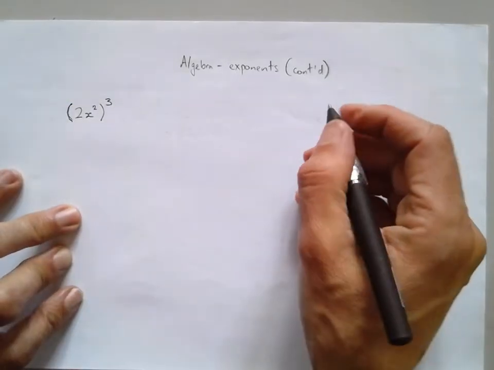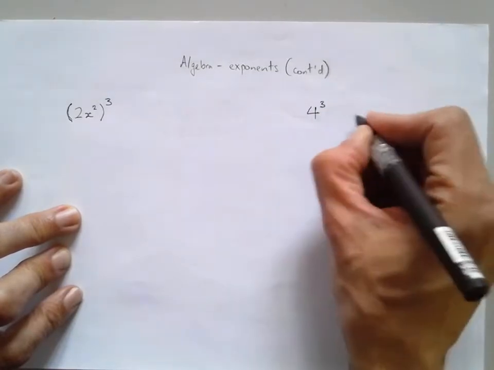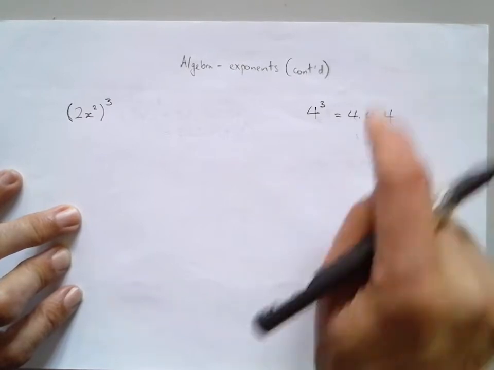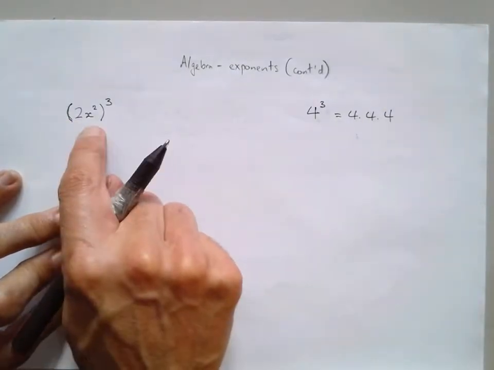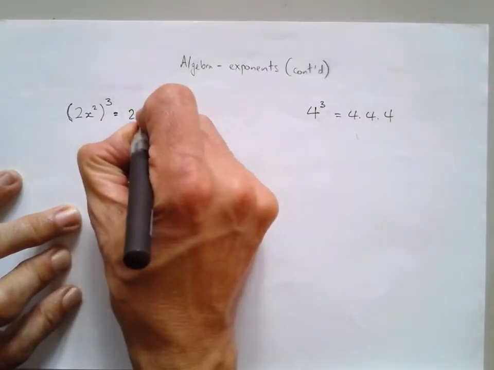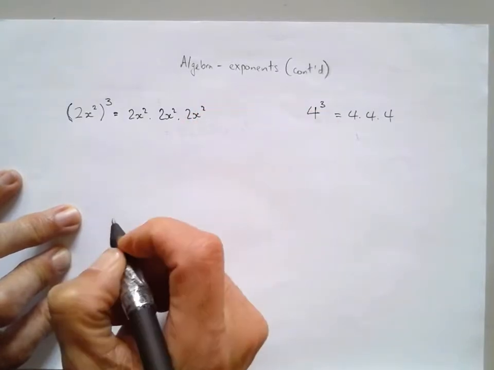Now let's think about, say, the number 4 cubed. That's 4 times 4 times 4. So 2x squared cubed would be 2x squared times 2x squared times 2x squared.